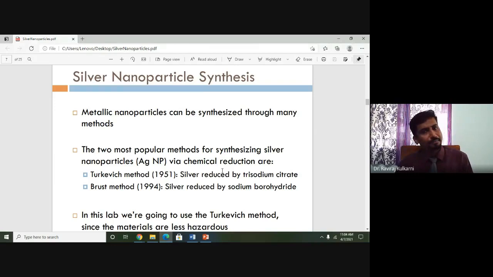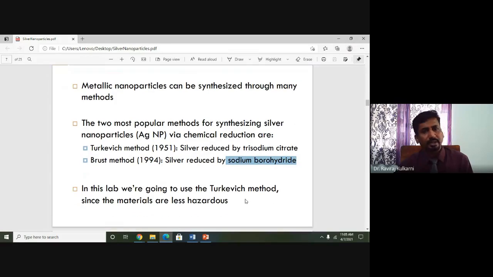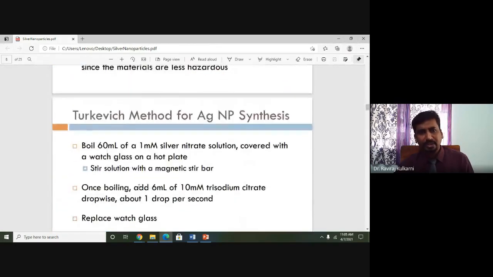Silver is reduced by trisodium citrate. Trisodium citrate is a reducing agent, for example, we use this to give electrons. Anyway, I'll discuss in a little bit more detail. Another method is the Brust method. In 1994 it was developed by Brust. This is produced using sodium borohydride. We will discuss both, the Turkevich and Brust methods.